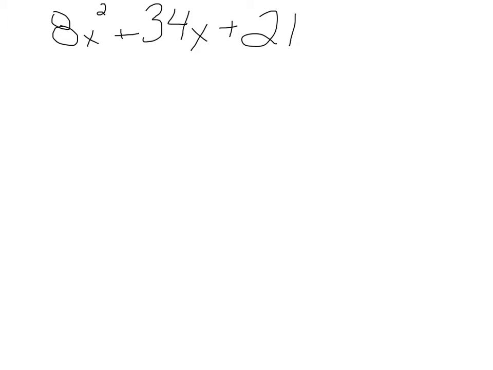Hi class, let's practice factoring a trinomial that doesn't have a 1 as its leading coefficient. To start out, let's think about the method that Dr. Chittister taught us. The leading term is an 8, so let's multiply the whole thing by 8.